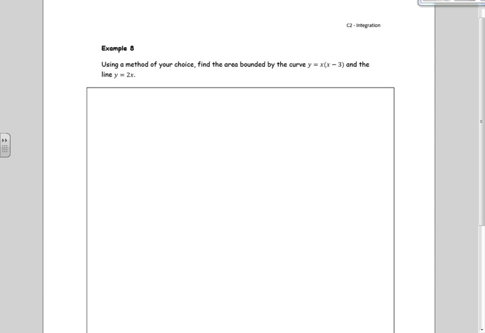To integration example 8. Here we're asked to use a method of our choice to find the area bounded by the curve y equals x lots of x minus 3 and the line y equals 2x. So the first thing I want to do is rewrite y equals x lots of x minus 3 as y equals x squared minus 3x. Now the first method I'm going to use is the subtraction method.